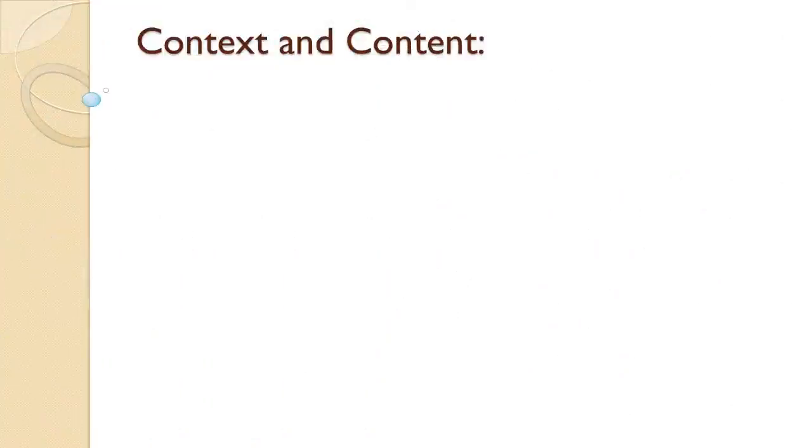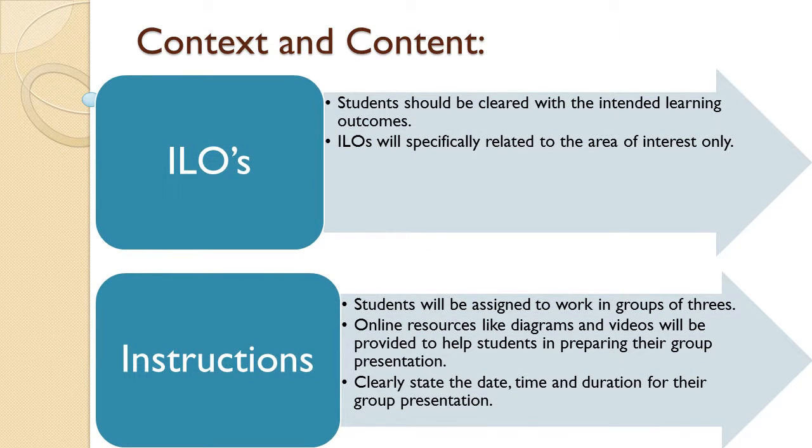Context and content. Students will be specifically given the set of intended learning outcomes. They will be working based on the online resources and instructions given. In this micro-learning environment design, students will be working in groups of 3s using the online resources provided to prepare their individual group presentation. Students should also be clarified with the date, time, and duration of their presentation. This will be done on a face-to-face session.